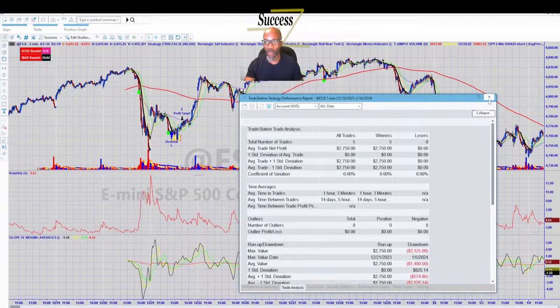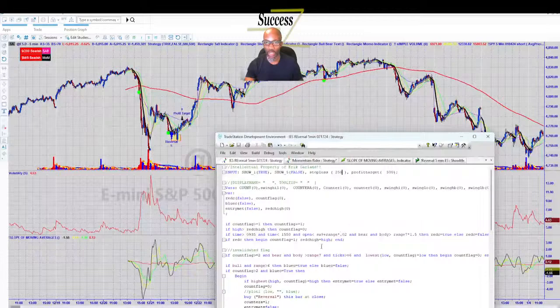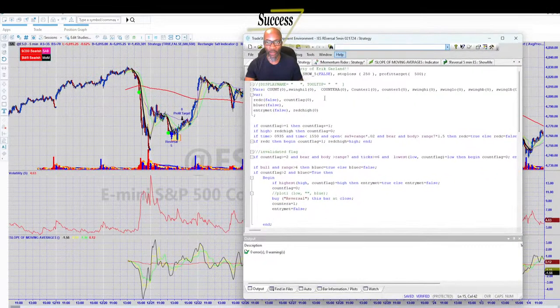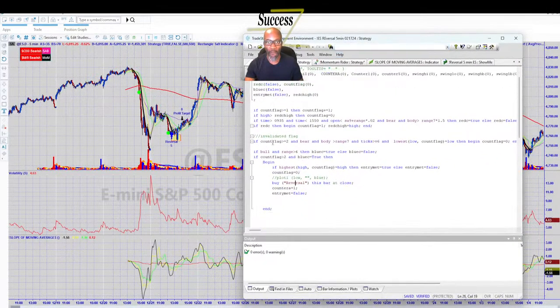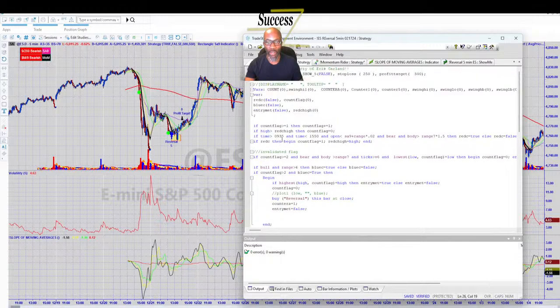All right, so this isn't doing it right now. Let's go back over to the strategy. And so we're gonna put in here, as part of our criteria for entering into any part of the strategy, we know that we have to have the red candle to flag up.